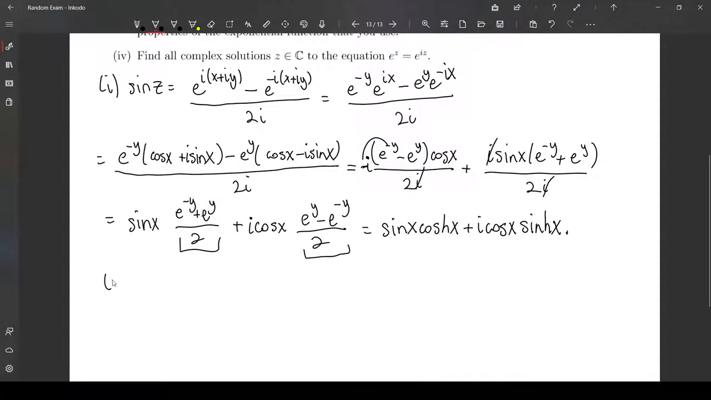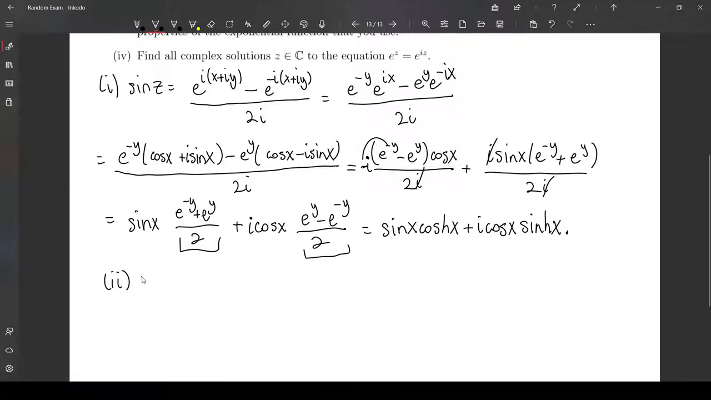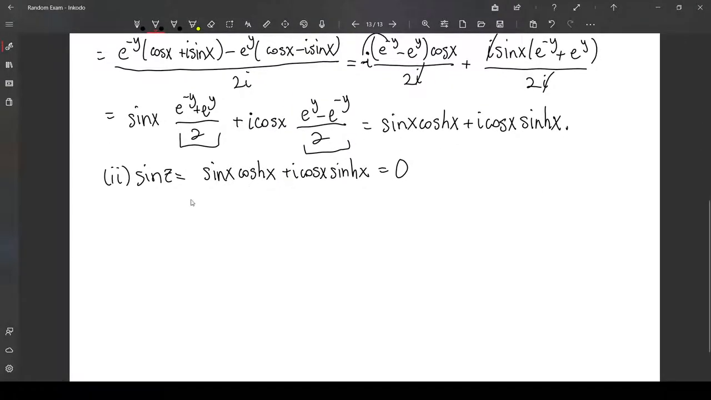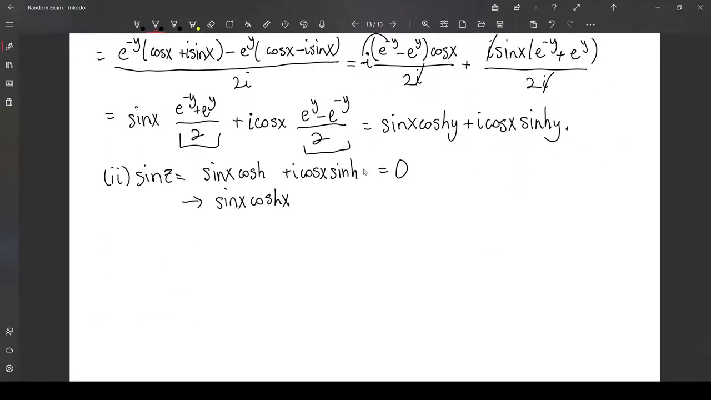All right, so write this down. Show that the solutions to sine z equals 0 are precisely z equals k pi. So what we have is sine z is equal to, I'm just going to jot this down, i cos x hyperbolic sine y equals 0. So this implies two equations. This implies sine x cosine hyperbolic y. Sorry, this is y and this is y.